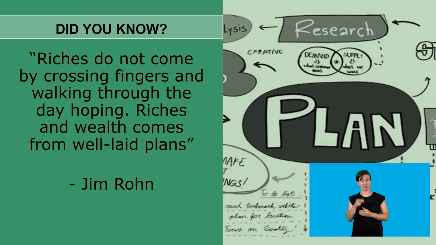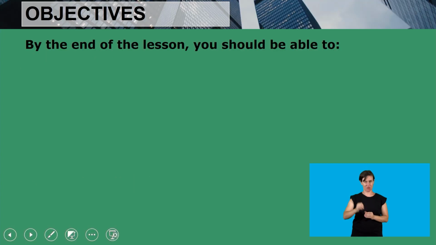For today's lesson, we'll be focusing on the topic business plan, PESTEL and the components of a business plan. It says here, did you know riches do not come by crossing fingers and walking through the day hoping? But riches and wealth come from well-laid plans. This is by Jim Rohn, talking about planning, to say, as a person, you need to plan in order to achieve your objectives.